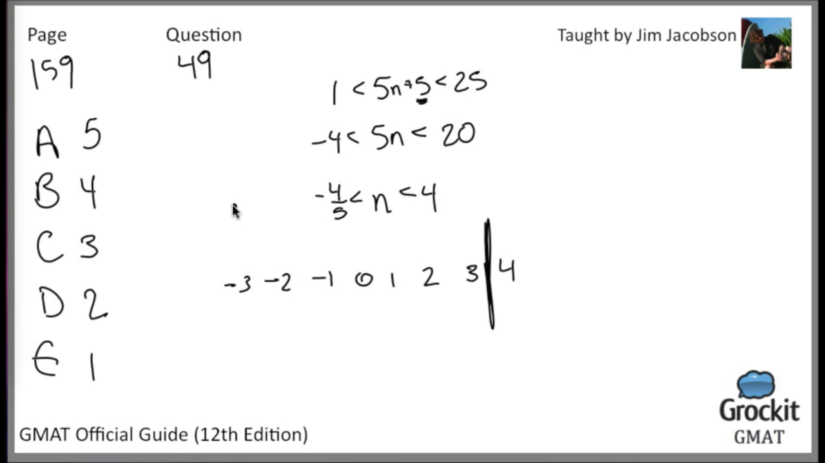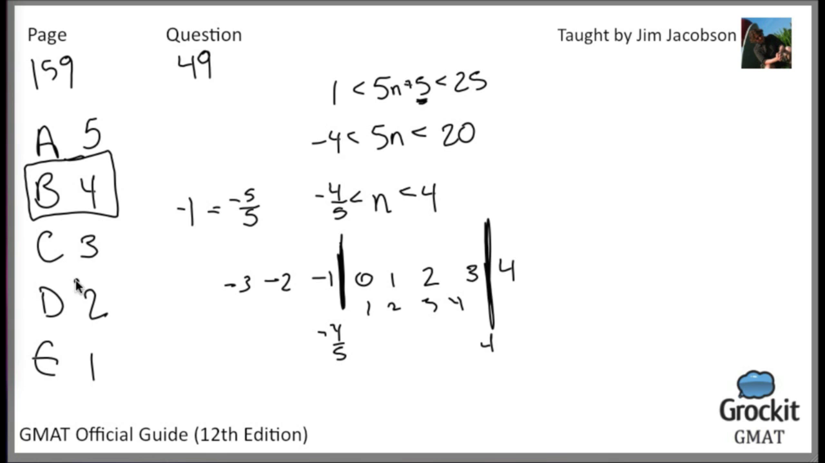Keep in mind that negative 5/5 is the same thing as negative 1. Negative 4/5 is slightly less negative than that, so n is short of negative 1, but greater than 0. So the other boundary is here, so we call this 4 and this negative 4/5. We count the integers in our little list here: 1, 2, 3, 4. There are 4 integers for the value of n that satisfy the original inequality. So answer choice B is the correct answer. Everybody wins.